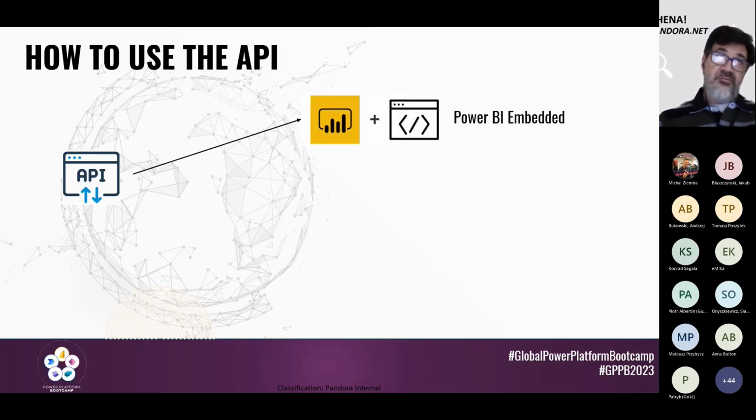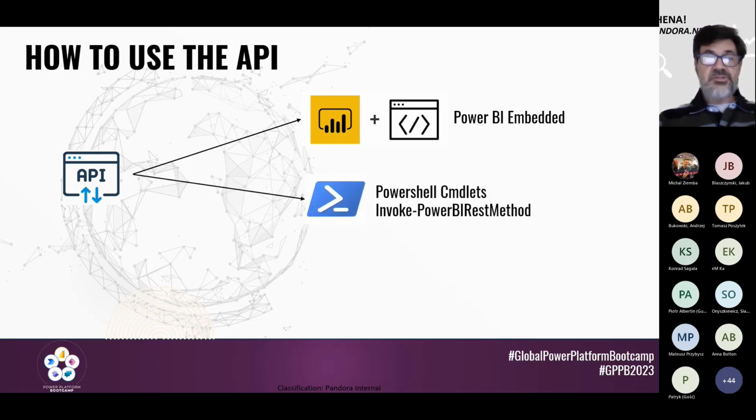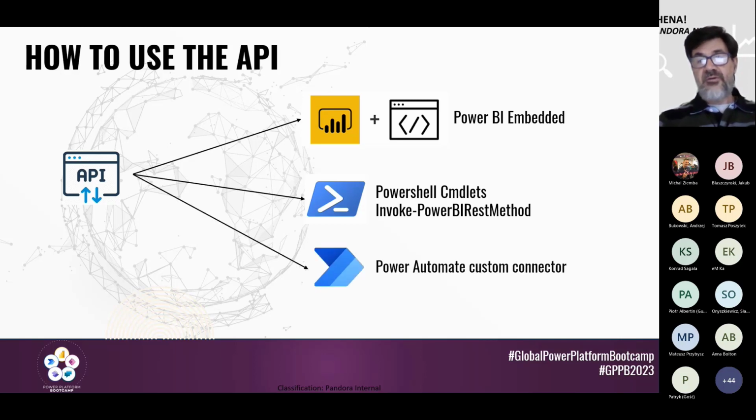So how to use the API? Basically, in the Power BI environment, there are 3 ways of using APIs. You can call APIs in Power BI Embedded for embedding reports or dashboards into a custom app, for instance. You can call the APIs through a specific set of PowerShell cmdlets, Invoke-PowerBIRestMethod, and then there is the API set. And you can also create a custom connector in Power Automate and invoke the APIs through the custom connector.